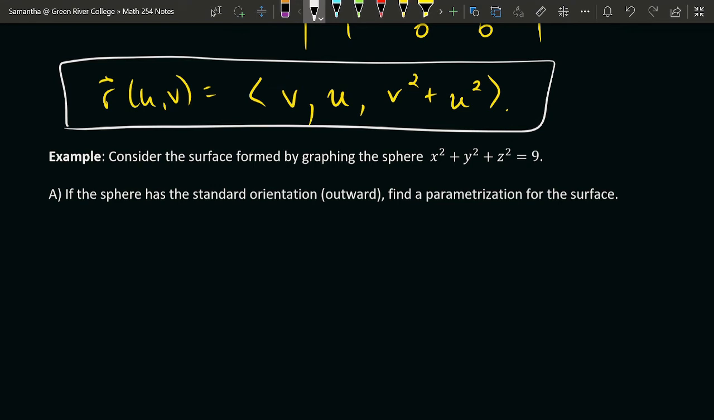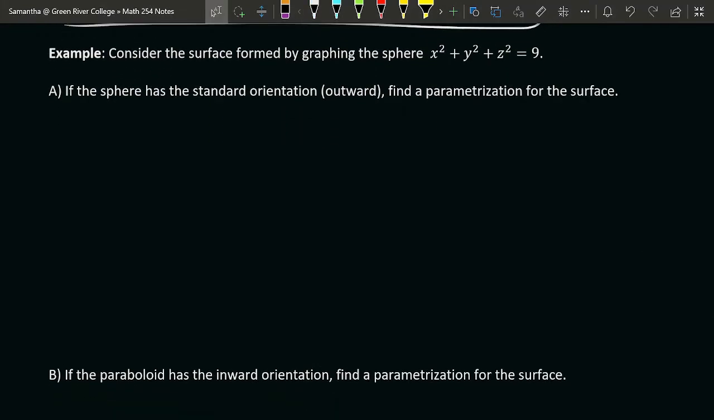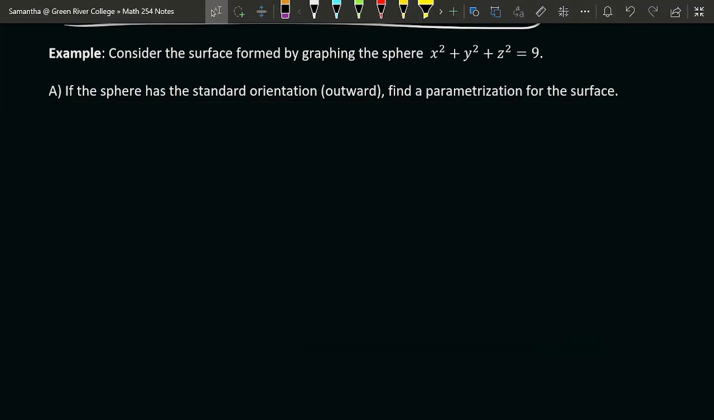Let's do one more example. This time, let's try and find a parametrization for this sphere of radius 3. Now, the sphere completely encloses a three-dimensional region. Unlike the paraboloid, which is sort of open at the top, the sphere completely encloses a region, and therefore the standard choice of orientation, the conventional choice of orientation, is outward. So let's try and find a parametrization for this sphere which matches the standard outward orientation.